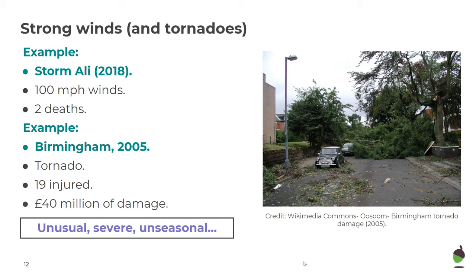Another example, in Birmingham 2005, was a tornado. 19 were injured and £140 million worth of damage was caused. That again was really quite severe and actually quite unusual.